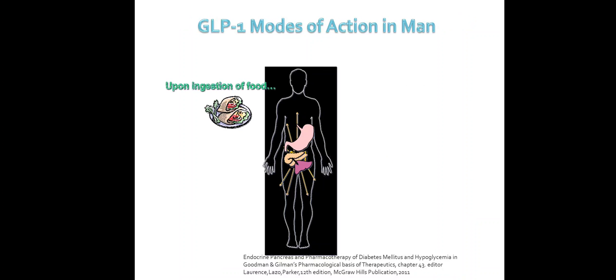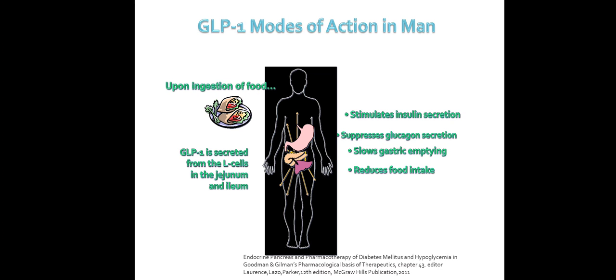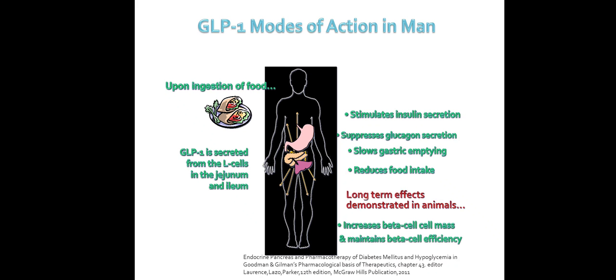So GLP-1, which is an incretin, upon ingestion of food, is secreted from the L cells in the jejunum and ileum, and it stimulates insulin secretion, suppresses glucagon secretion, slows gastric emptying and reduces food intake. The long-term effects which have been demonstrated are increases in beta cell mass, and it maintains beta cell efficiency.